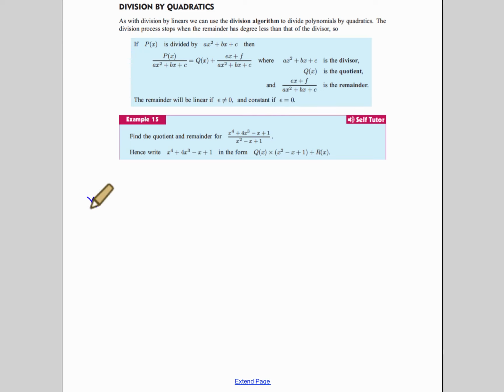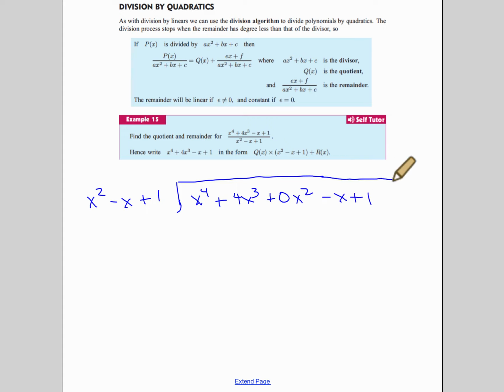So that would be x squared minus x plus 1, and I guess it has this little thingy if you want to put it there, x to the 4th plus 4x cubed. There's no squared term, so I have to write plus 0x squared minus x plus 1. So we got a ways to go.